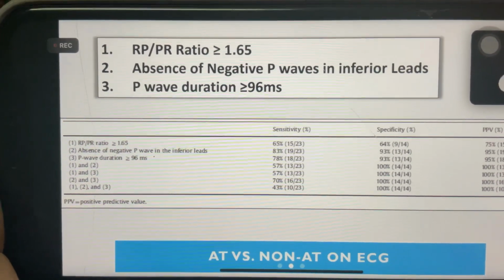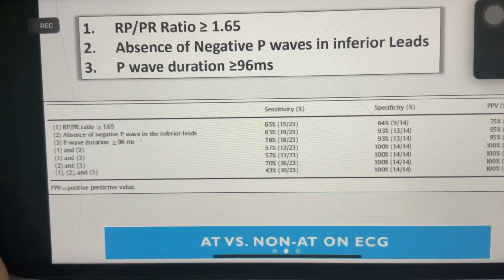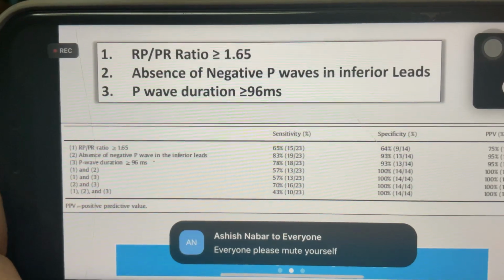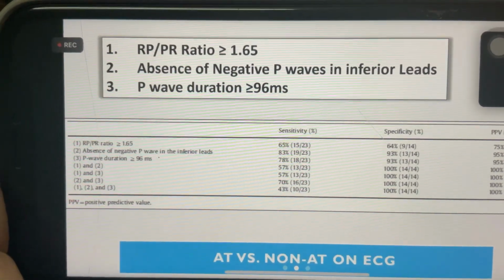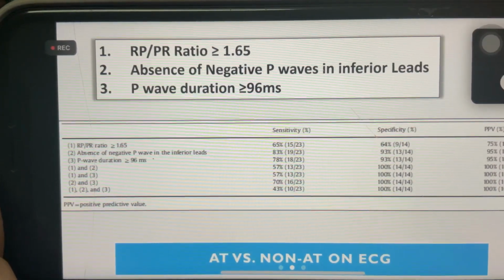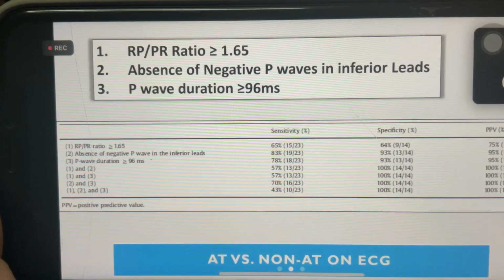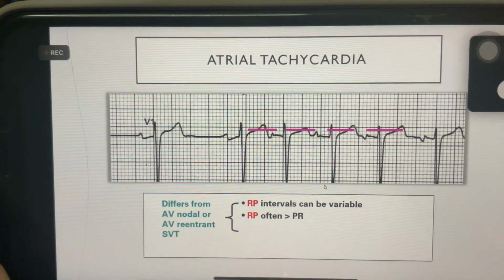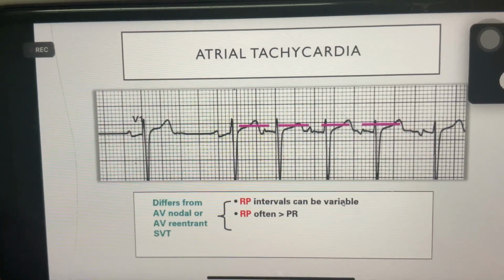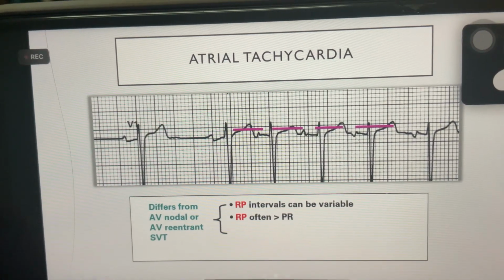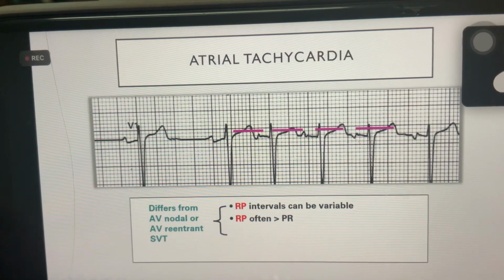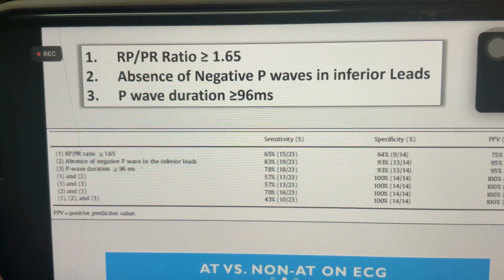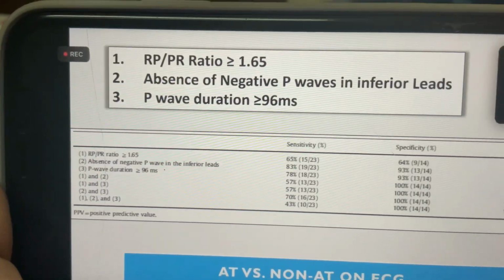So if you have a long RP, you can still have AVRT, PJRT, EAT. Try to look for this feature, a P wave duration more than 96 ms. And of course, all these tachycardias will have negative P waves in inferior leads, except atrial tachycardias, which can have a positive P wave also. In atrial tachycardia, an important feature is that you have an RP interval which can be variable, an RP which is greater than PR, which is very basic. But the variable RP interval, more than 1.65, are important features that help you differentiate between EAT and the other two, PJRT and atypical AVRT.